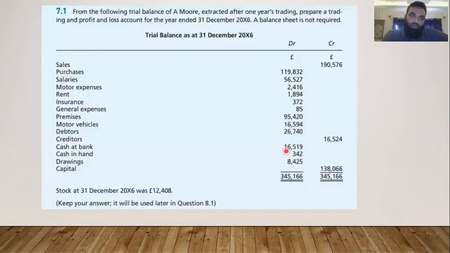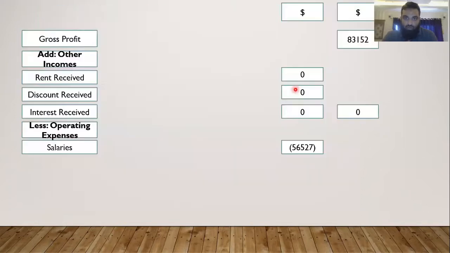Okay, I'll go to the question again and see if I have other expenses. Now you can see the whole list. The second expense is motor expenses, and we know that they always have the debit balance. So see, they are on the debit side of the trial balance. Motor expenses are 2,416. I'll go back to my question. I'll record motor expenses and write 2416 in brackets to show that I am going to subtract these expenses.